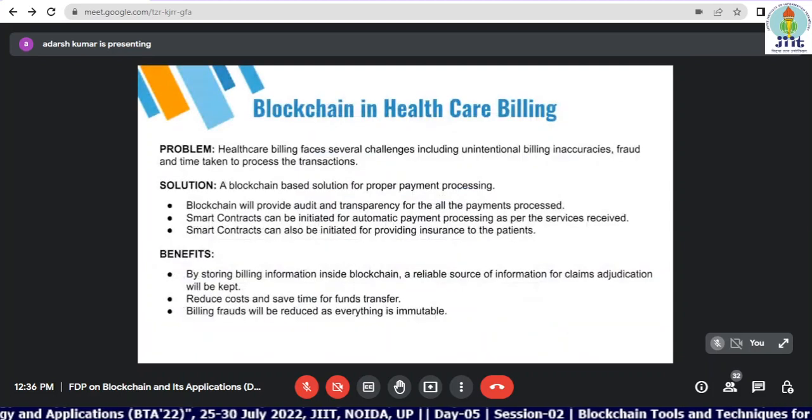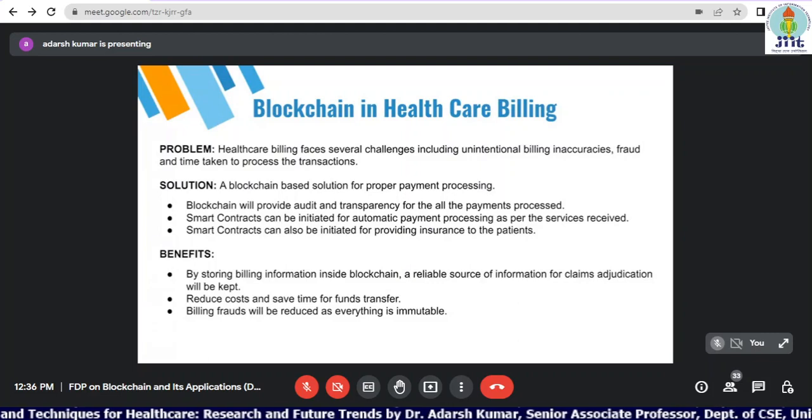Next use case is the billing system. We discussed during the initial slides of this presentation that a large amount of billing fraud is happening, like double billing, phantom billing. Now, what are the existing challenges in the billing system? How can blockchain overcome them, right? So we're going to discuss it briefly.